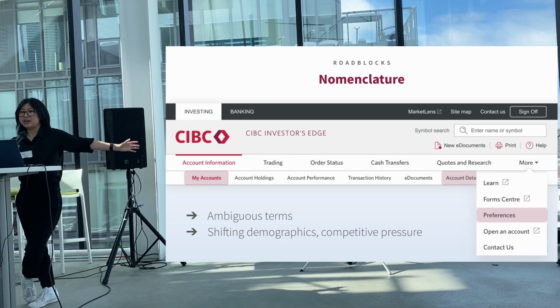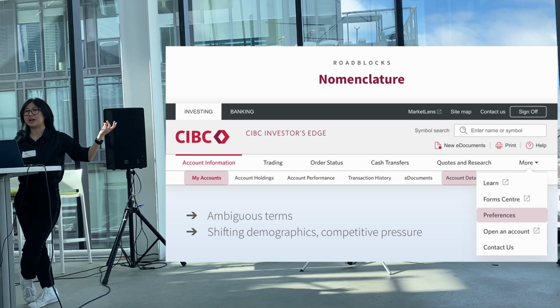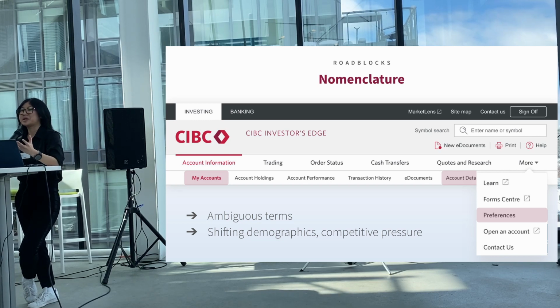And secondly, the term accounts could refer to either users' investment accounts or their actual Investors Edge platform account, which also made the preferences page very confusing to go through. Do you want to link your brokerage account? Do you want to set up your account password? What are these things referring to?